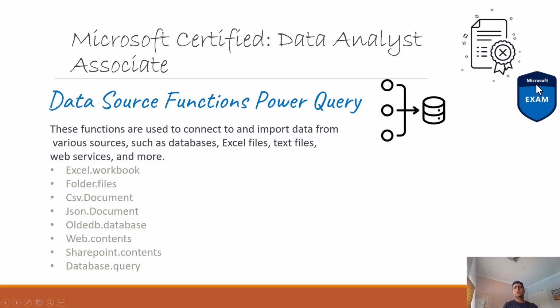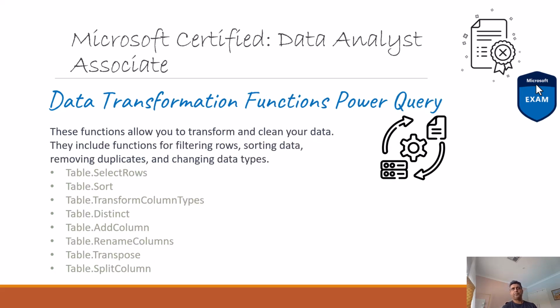Let's start. The first one is data source functions in Power Query. These functions are used to connect to and import data from various sources. For example, with Excel.Workbook, you can point to an Excel file, choose a specific workbook in that file, and extract data from it. Then there is the Folder.Files function, to get data from a particular folder. To get data from a CSV file, you've got Csv.Document. To get data from a JSON file, you've got Json.Document.